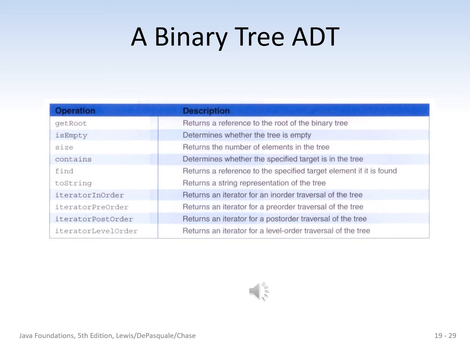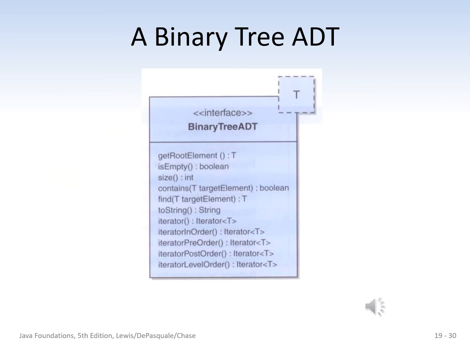Find returns a reference to the specified target element if it is found. toString, iterator in order, iterator pre-order, iterator post-order, and iterator level order will return an iterator for an in-order traversal of the tree. And finally here, we have a UML description of the binary tree ADT interface and each of the methods we'll need to implement to make this work.